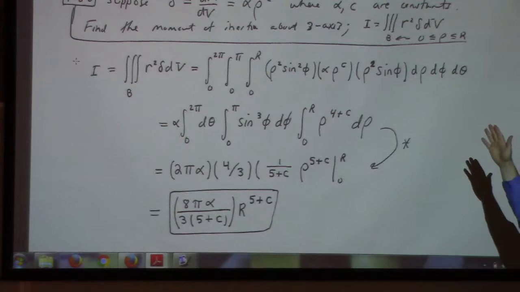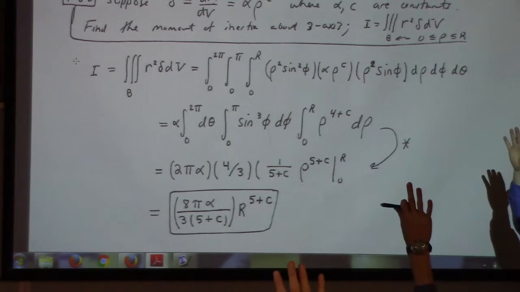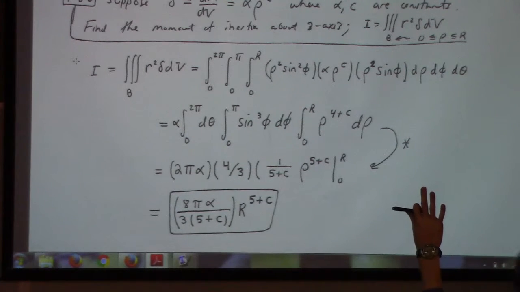How many people got the r to the 5 plus c power, at least in their answer? All right, well, that's good. At least that's something, right? How many people don't know how to integrate sine cubed? Yeah, good. I like the hesitance because that is definitely something I might ask you. I hope you know how to do that.